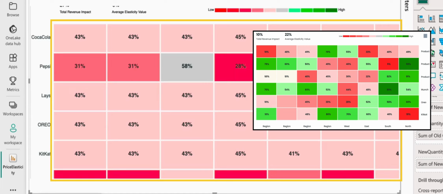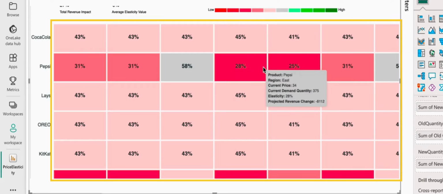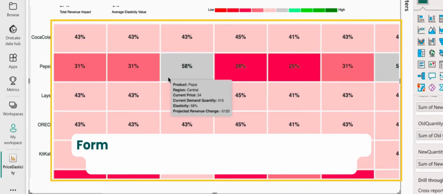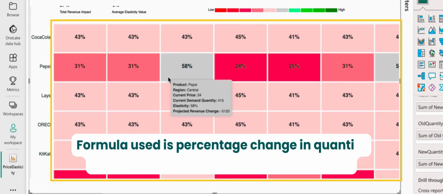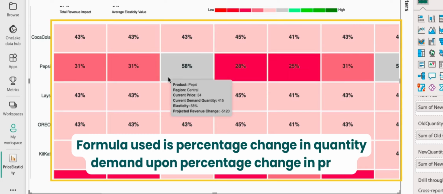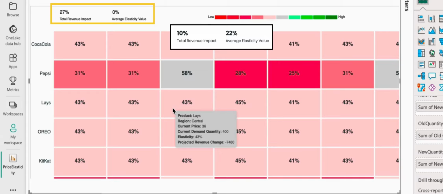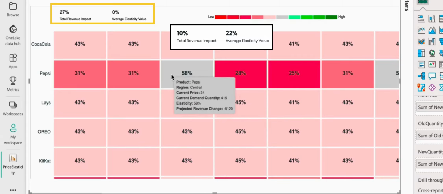And how are we calculating this data? We are calculating with the help of three values, that is old price, old quantity and new quantity. And the formula used is percentage change in quantity demanded upon percentage change in price. And total revenue impact and average elasticity values are also calculated with the help of elasticity data.